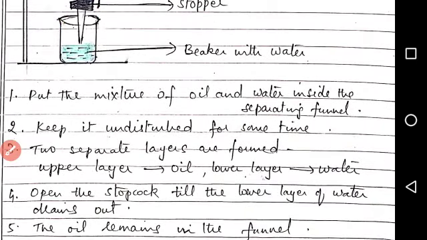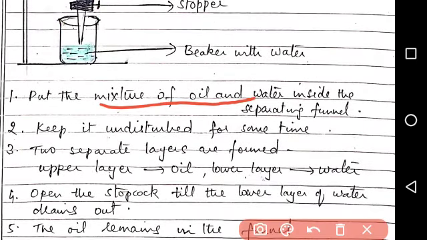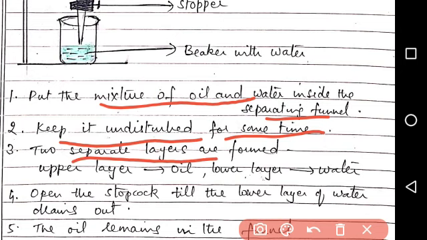First point, put the mixture of oil and water inside the separating funnel. Second, keep it undisturbed for some time. Third, two separate layers are formed after some time. The upper layer contains oil, whereas the lower layer contains water, because oil is lighter than water. So oil forms the top layer, whereas the water, being heavier, settles in the lower layer. Now when the two layers are distinctly formed, the stopper is opened.